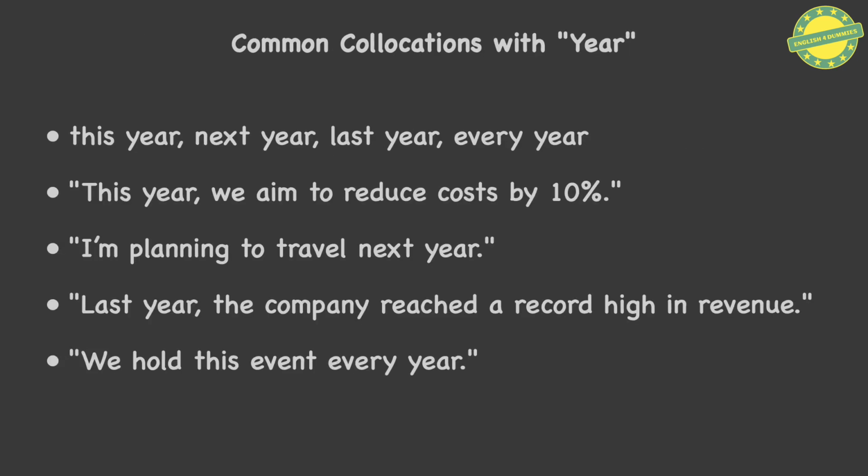Common collocations with year: this year, next year, last year, every year. This year, we aim to reduce costs by 10%. I'm planning to travel next year. Last year, the company reached a record high in revenue. We hold this event every year.